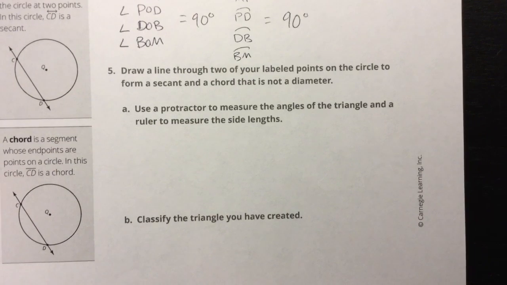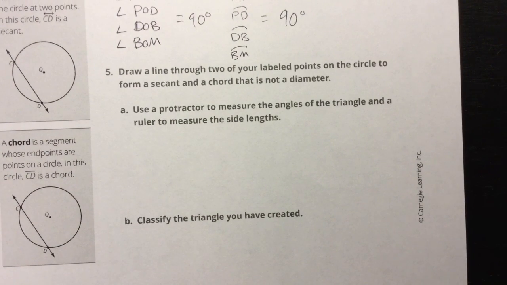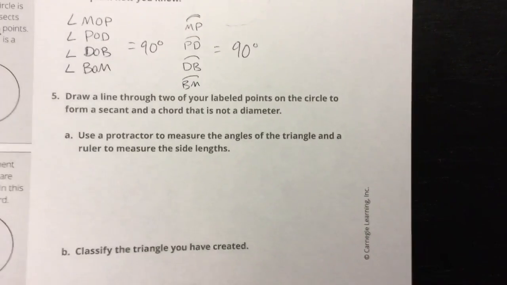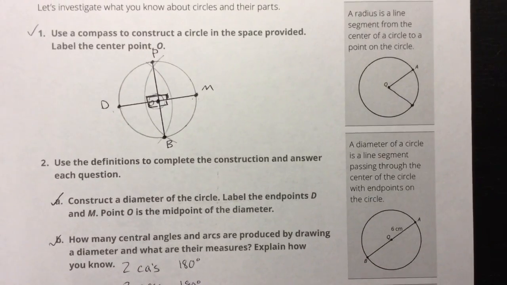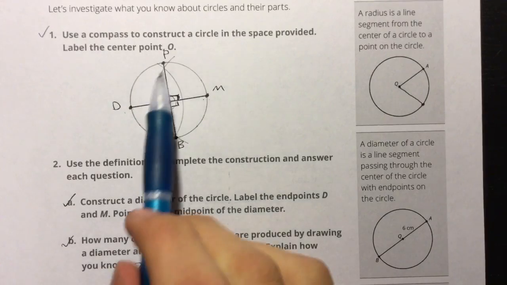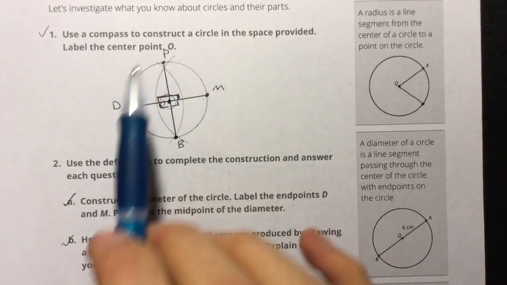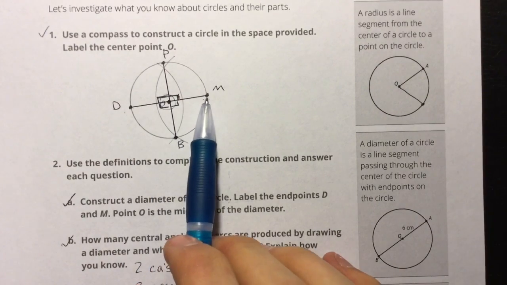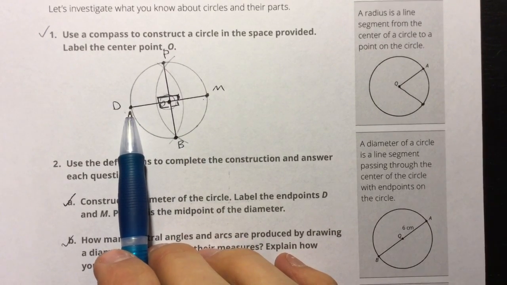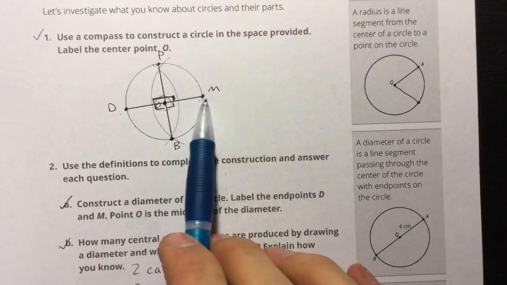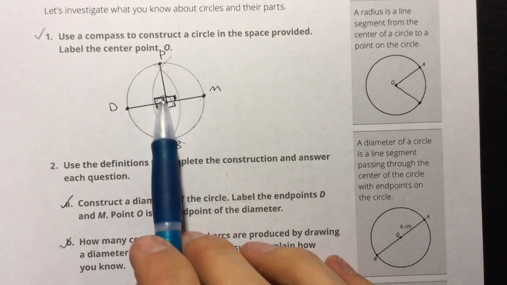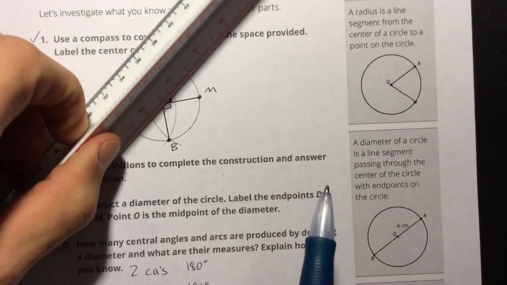It says draw a line through 2 of your labeled points on the circle to form a secant and a chord that is not a diameter. So here we go. We're drawing a line through 2 of our labeled points that are on the circle. We're going to want to use a straight edge for this. You can use any 2 points that are on the circle, so we could use PD, DB, BM, MP. The reason we can't use M and D is because it said we do not want to create a diameter. This one that we've already created is a diameter, same with PB. So we want to do something like this.